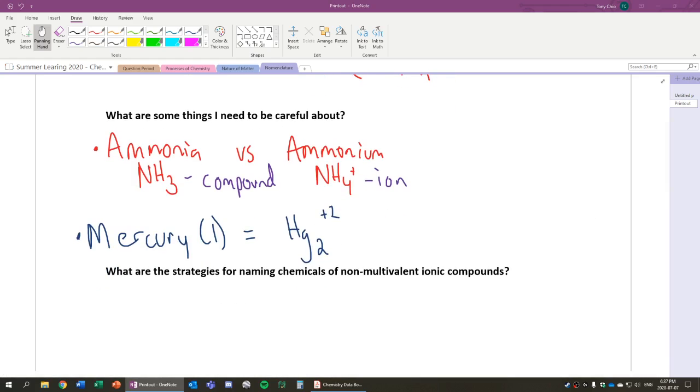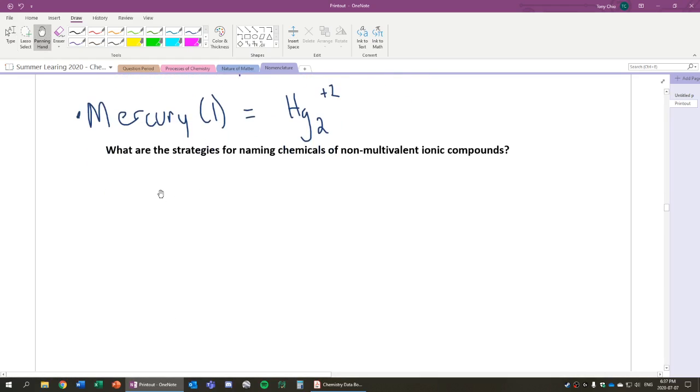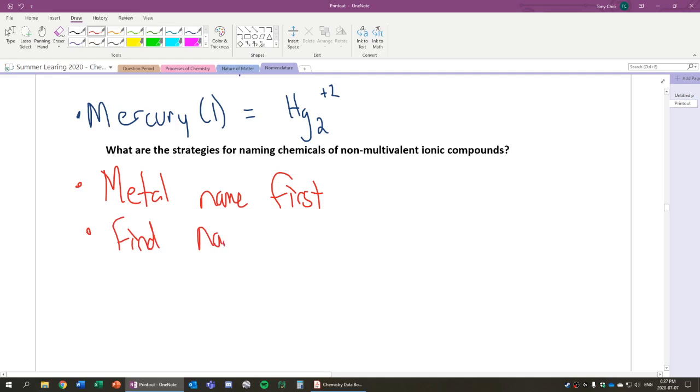Okay? So let's work backwards now. Let's write the names of chemicals. Let's finish up this lesson by talking about writing names. So how do you write names of chemicals? Well, to write names of chemicals, especially the non-multivalents first, the metal name always comes first. So what you have to do is find the name of each element from its symbol.